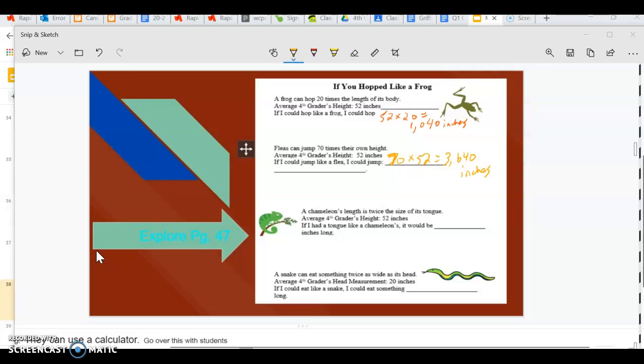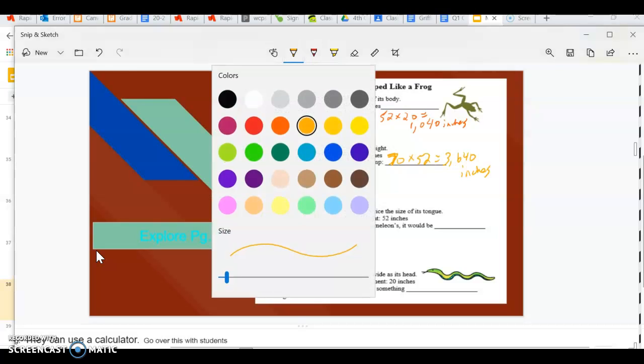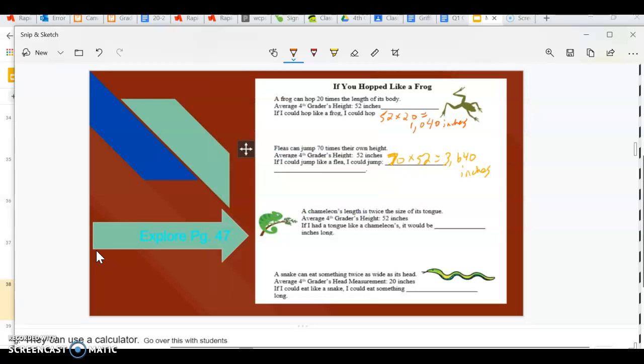Okay, for that one, you should have 70 times 52 equals 3,640 inches, using your calculator.